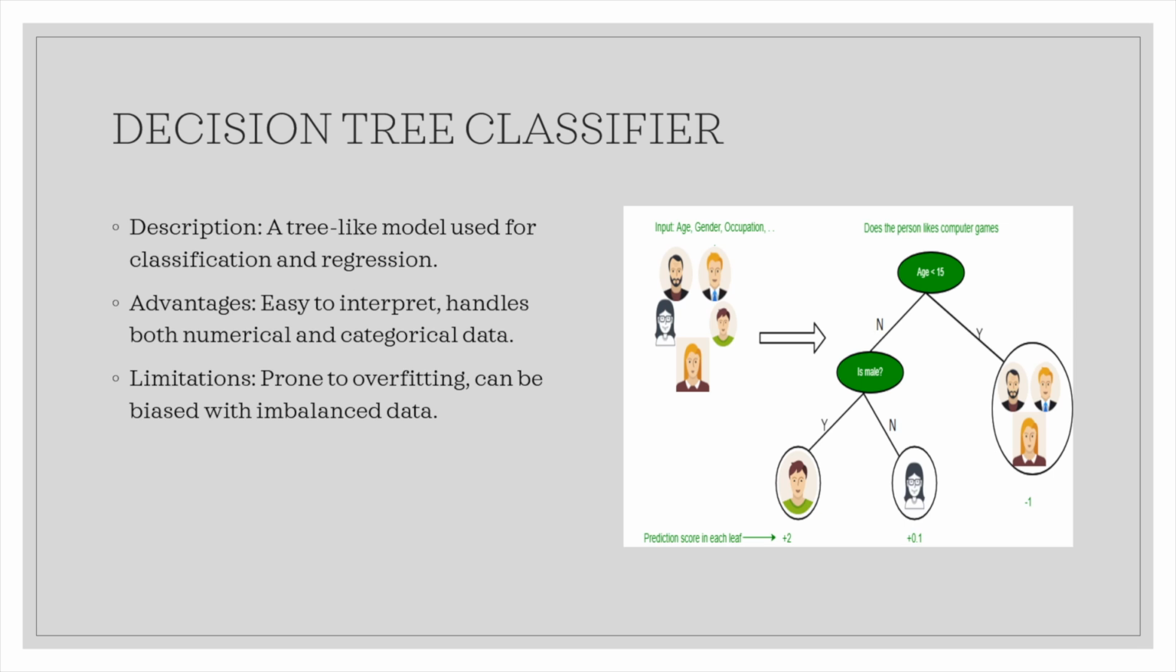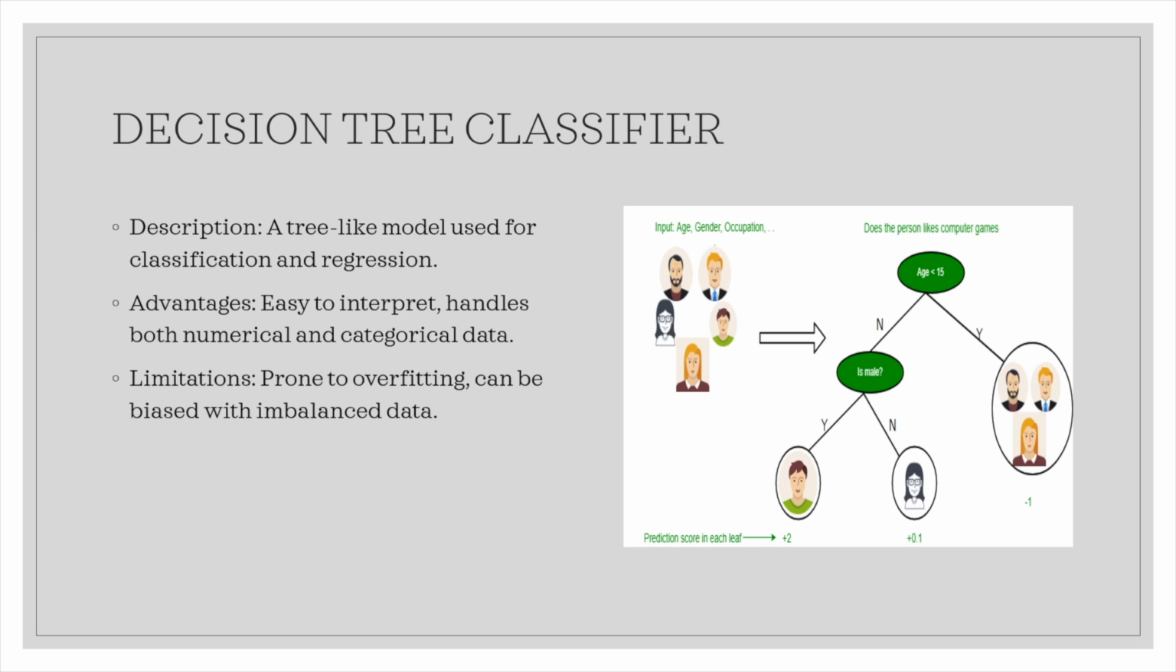The limitations are that it is prone to overfitting, which can create complex trees that do not generalize well to unseen data. Bias with imbalanced data: it tends to be biased if the data has more instances of one class than the other. Instability: small changes in data can result in a completely different tree.